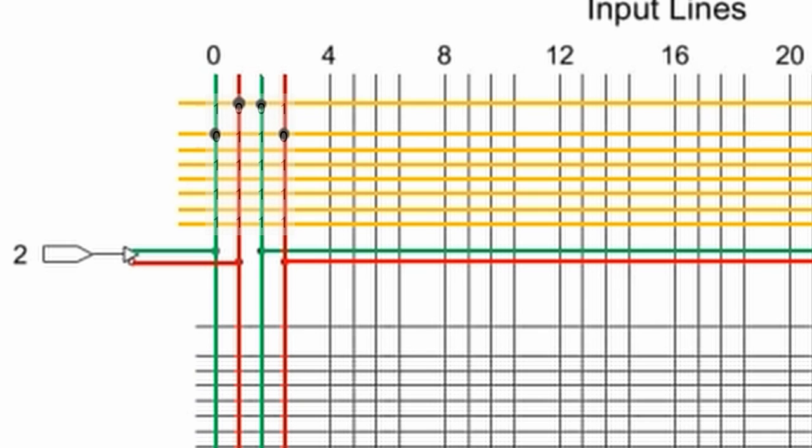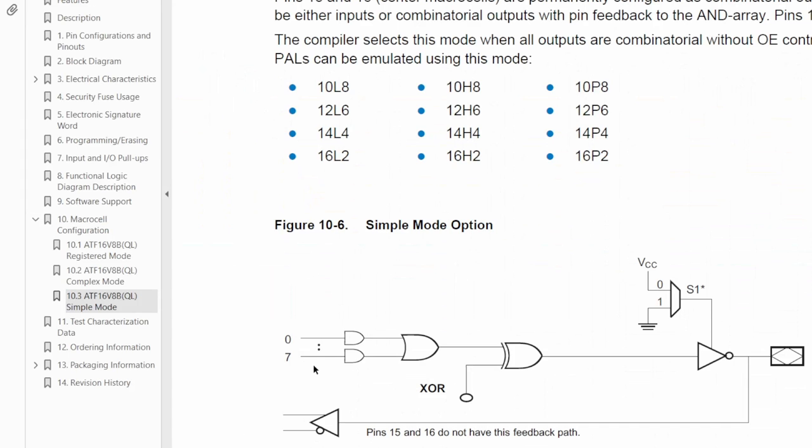Now let's come back to the output logic. In the simplest configuration, this is an OR with 8 inputs for the product terms. After that comes an XOR, a switchable inverter for negative logic. Then an output driver, which is always switched through in this mode. And finally a feedback of the output into the fuse matrix. This configuration is called simple mode. Above you see the pulse that can be emulated in this mode.